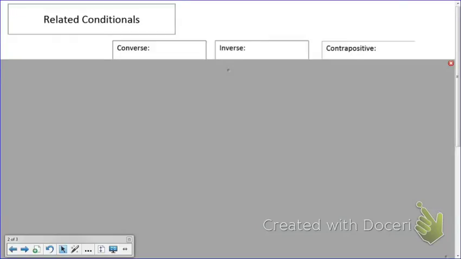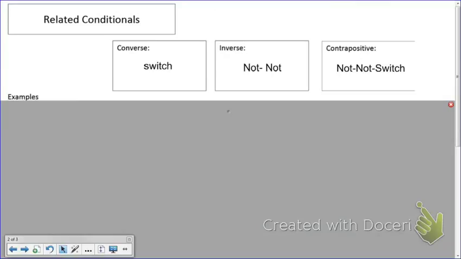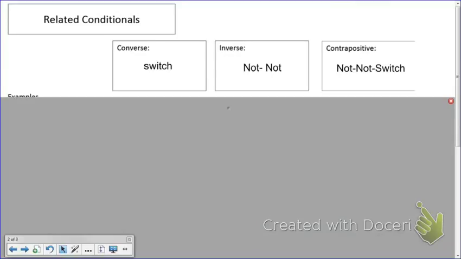So a conditional statement is just an if-then statement, the hypothesis being the if part, the conclusion being the then part. We also have what we call related conditionals. These are the converse, the inverse, and the contrapositive. The converse switches the hypothesis and the conclusion. The inverse makes both the hypothesis and the conclusion not. Therefore, it's negating those. So it adds the word not to both parts. And the contrapositive does both. It changes the hypothesis and the conclusion to nots, and it switches the hypothesis and conclusion.